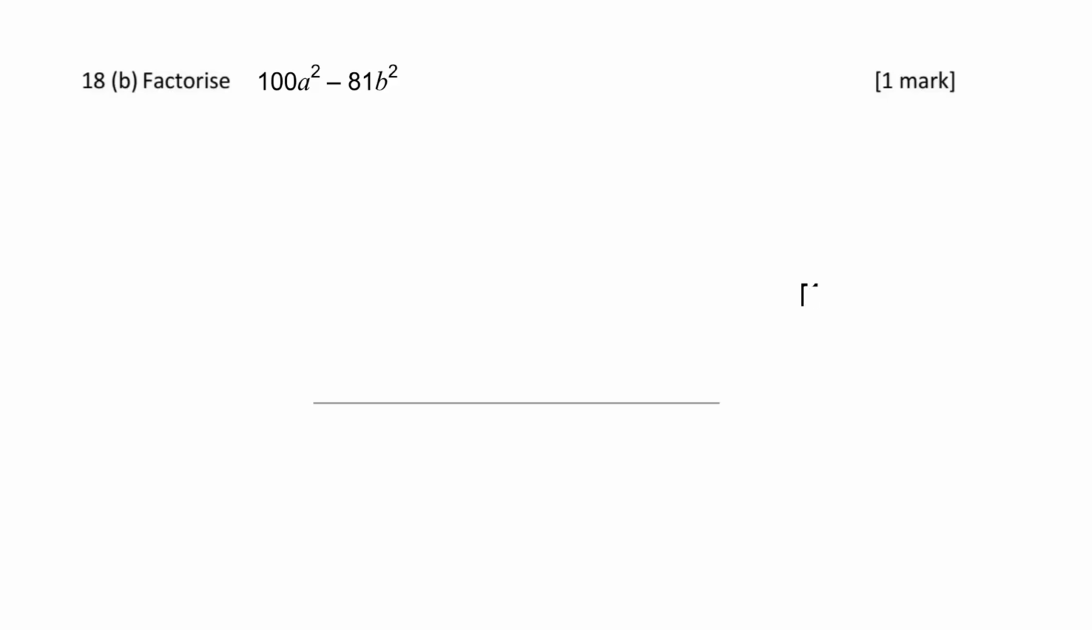Okay, part B says factorize 100a squared minus 81b squared. So we know from the difference of two squares that x squared minus y squared is equal to x plus y, x minus y.